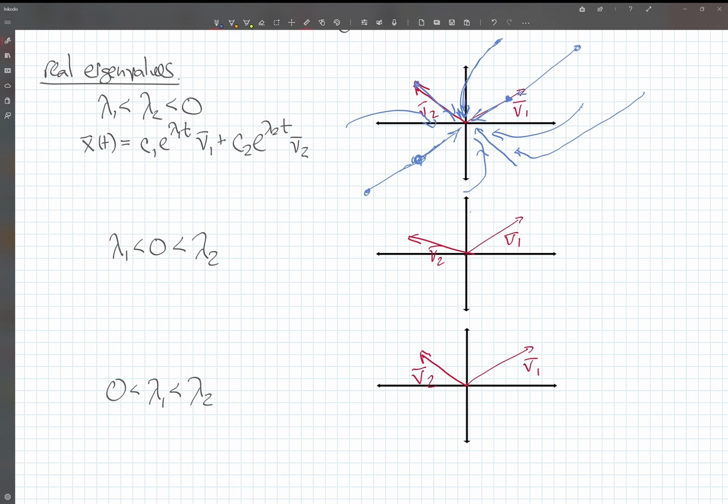Let's do the situation where they're both positive, and in that case, it looks the same way, but lambda 1 and lambda 2 are positive, so instead of things getting smaller, they're getting bigger. The only difference between these 2 cases is which way the arrows go.